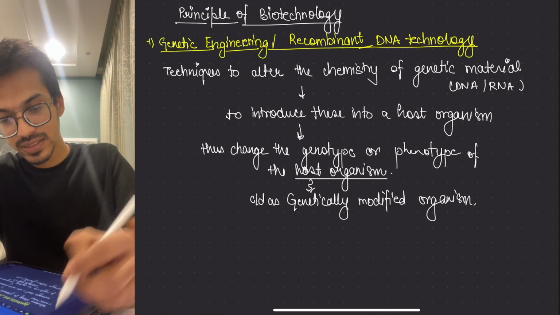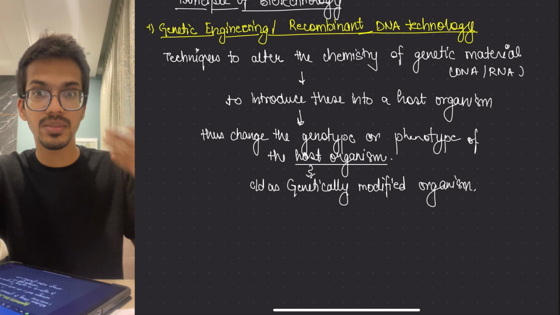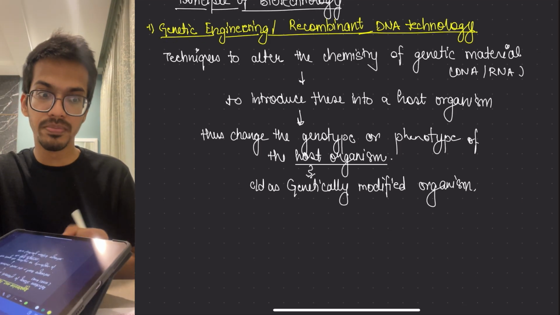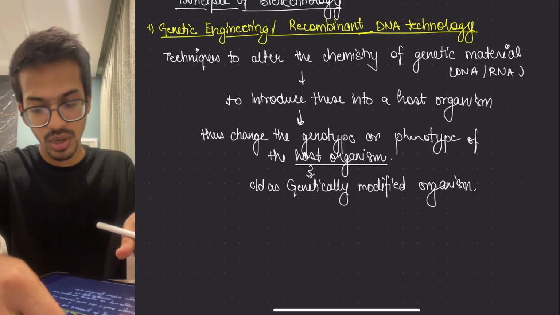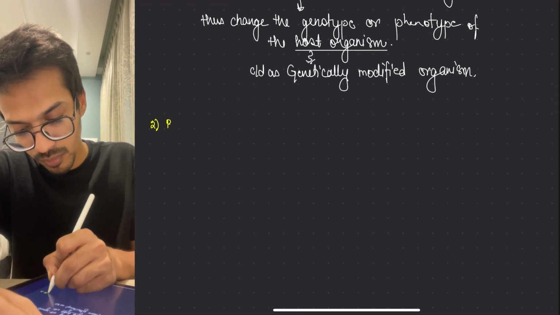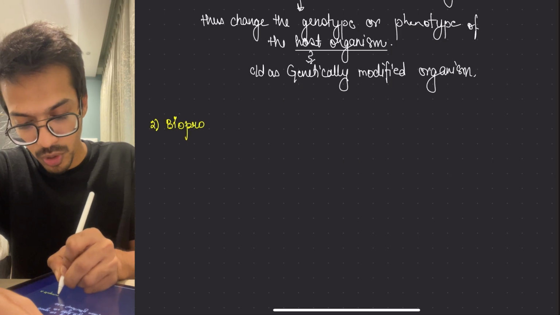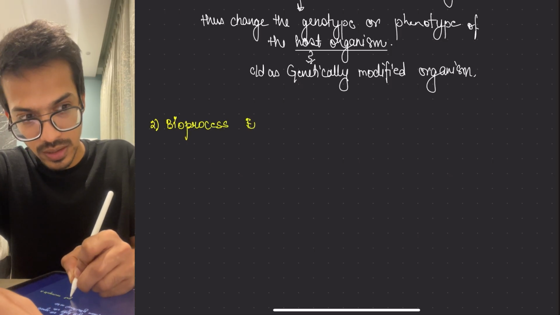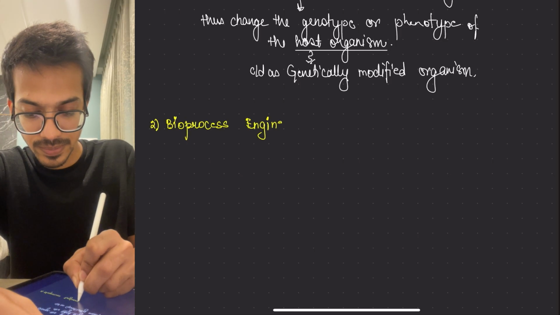This is the first thing. Second is bioprocess engineering, meaning the process to maintain it and to make it available for the masses. That is also important. So the second thing is bioprocess engineering.